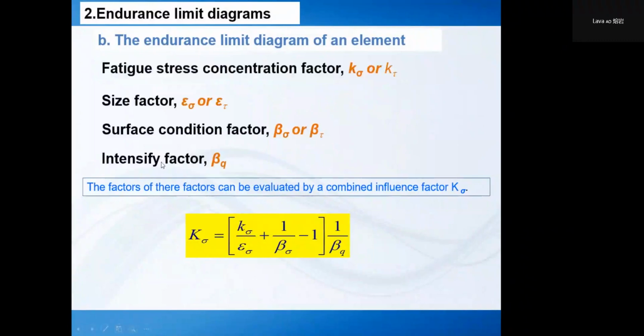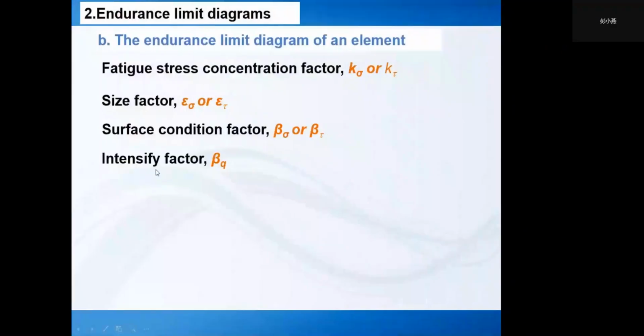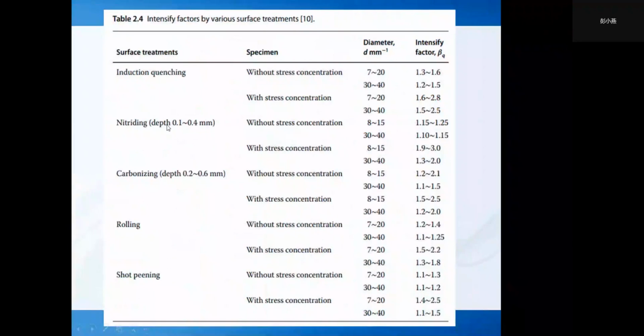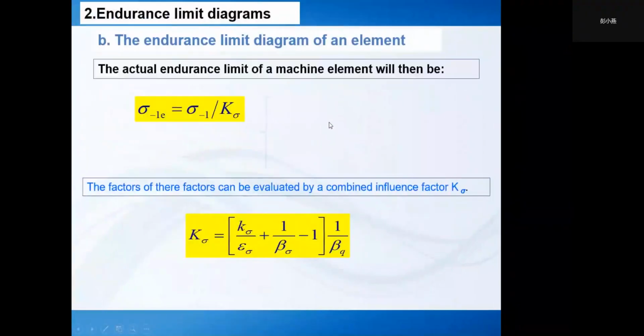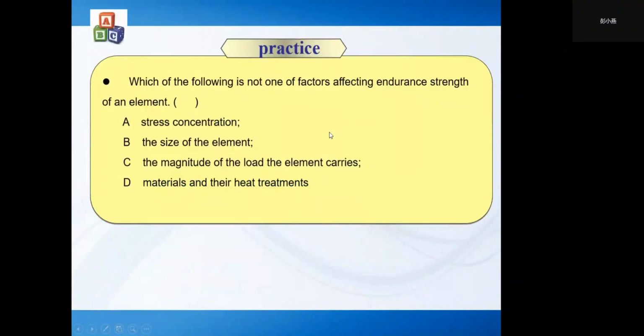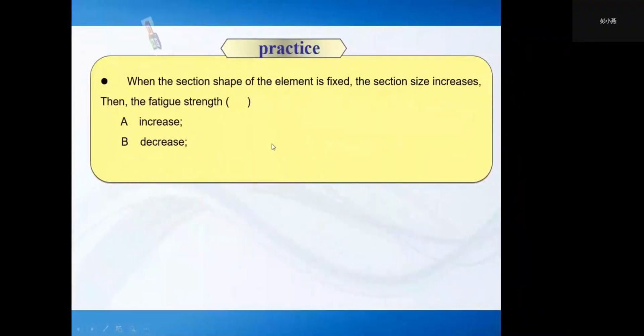For this intensity factor, using heat treatment will increase the strength. Okay, so the answer is C.